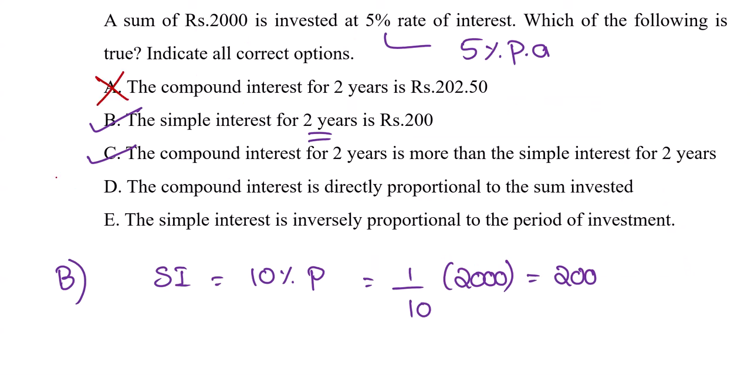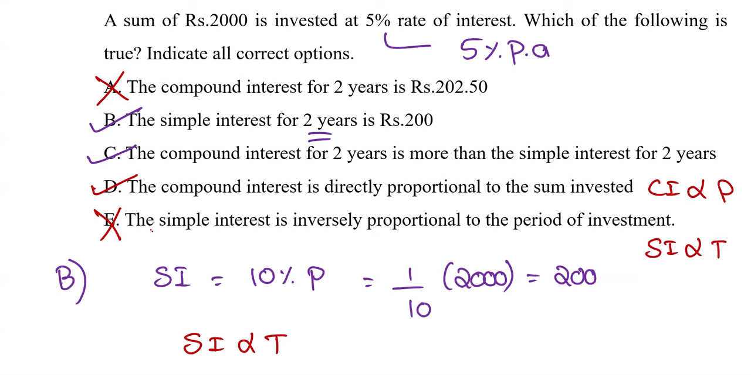But compound interest for 2 years is definitely more than the simple interest for 2 years. That is correct. Simple interest is inversely proportional to the period of investment? No. Simple interest is directly proportional to timing. Period of investment means timing, so that's wrong. Compound interest is directly proportional to the sum invested. Yes. If investment is more, you'll get more interest. Compound interest is directly proportional to principal. Simple interest is directly proportional to timing. Here they said inversely, that's why it's wrong. So here B, C and D, all three are correct.